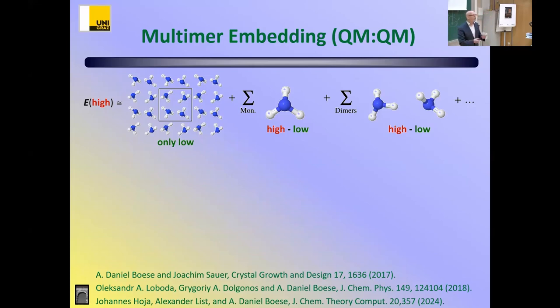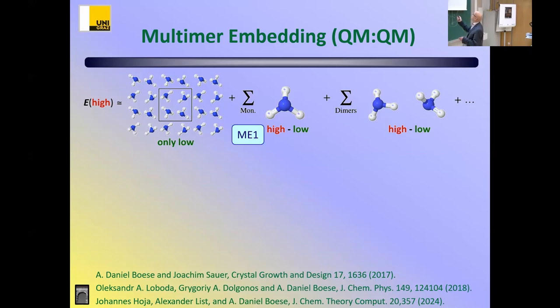So this is the very, very easiest correction that you can do. You just take out all the monomers, this one, this one, this one, this one, and replace them by a hybrid. This would be so-called subtractive embedding again, a very easy embedding, which we call ME1, monomer embedding one.